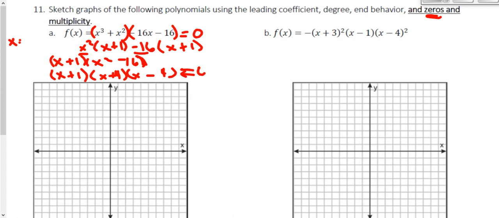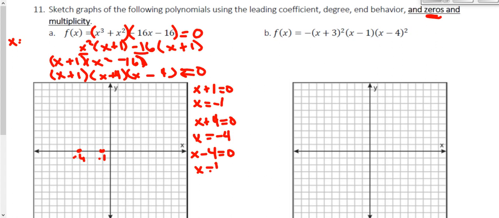If x plus 1 equals 0, then x is negative 1. So I'm going to graph negative 1 right there. If x plus 4 equals 0, x is negative 4. So I'll graph negative 4 right about there. Last up, we have x minus 4 equals 0, which tells me that I have an x value of positive 4, which we'll put here. Now those were all of my x-intercepts.